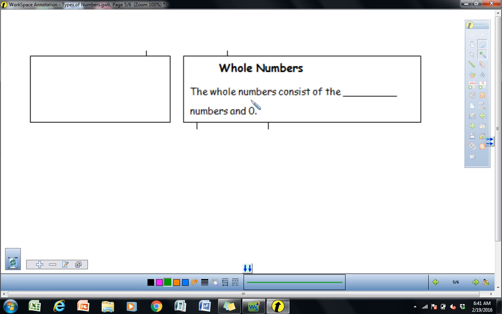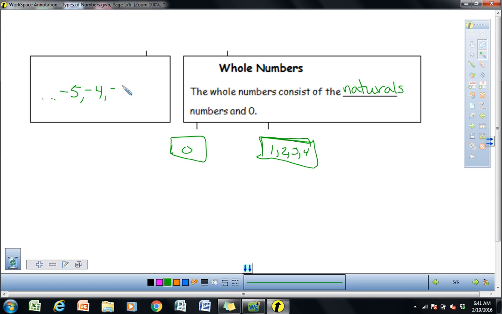Then we're going to go up to whole numbers. So whole numbers consist of the natural numbers, which remember were our counting numbers, and 0. So that's why in the one before we had our 0 here, and then our counting numbers. So out of whole numbers we have 0, and then we have 1, 2, 3, 4. Over here, so whole numbers are the natural numbers and 0. So over here, I'm going to put -5, -4, -3, -2, and -1.